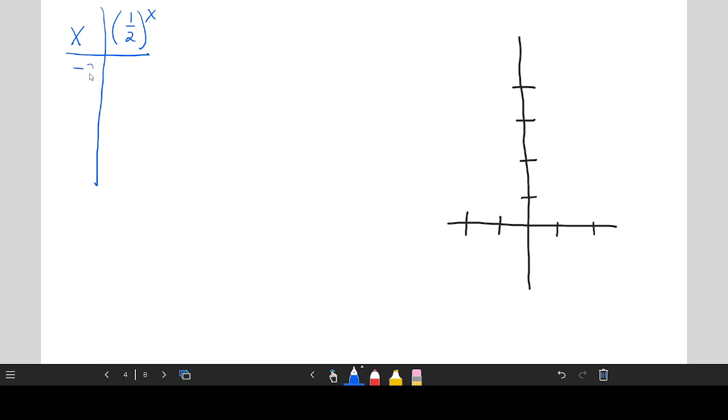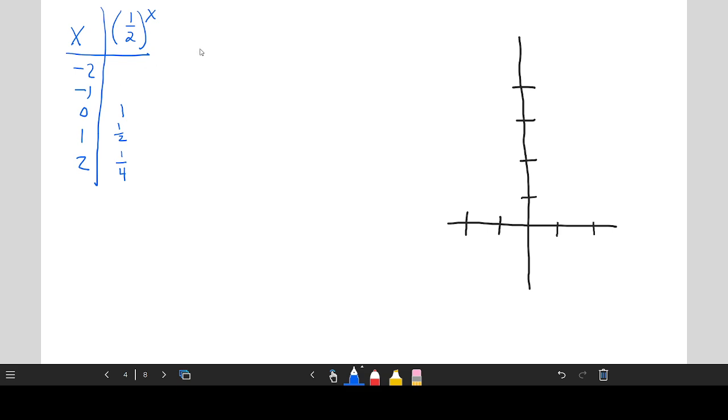So we're going to use the same x values here that we did before. And if we substitute 2 for x, we're going to have (1/2) squared, so that's 1 squared over 2 squared, so 1/4. And then (1/2) to the first is 1. (1/2) to the 0 is going to be 1.